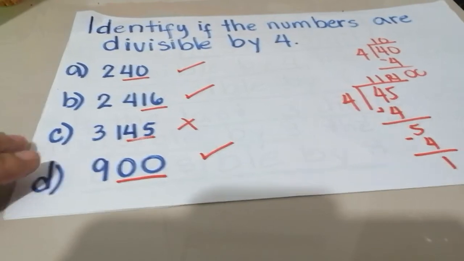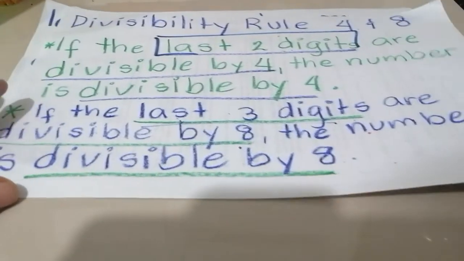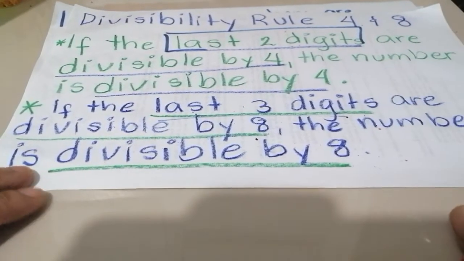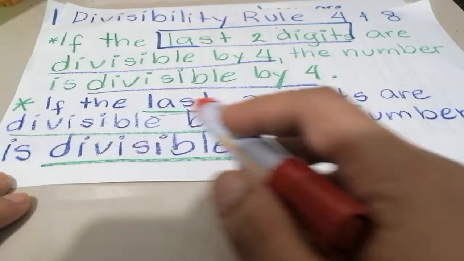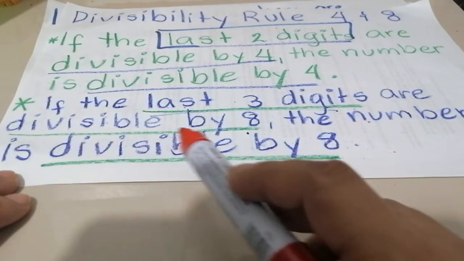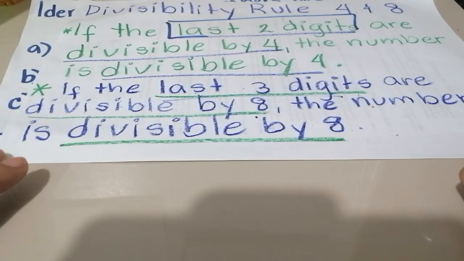Okay? So, next, let's move on to the next rule, and that is the divisibility rule for 8. For the divisibility rule for 8, it says that if the last 3 digits are divisible by 8, the number is divisible by 8.